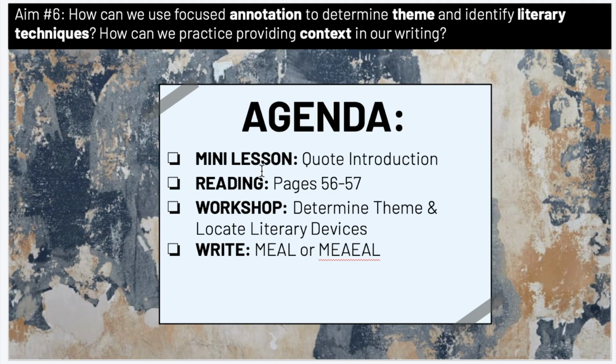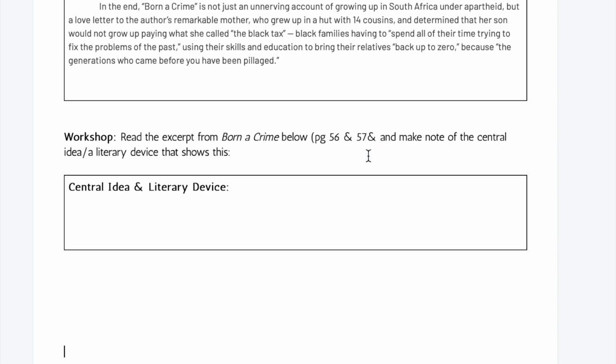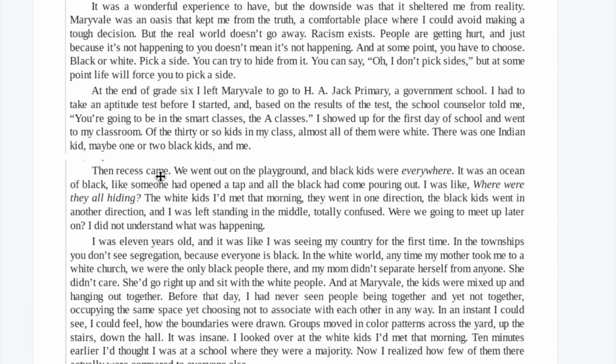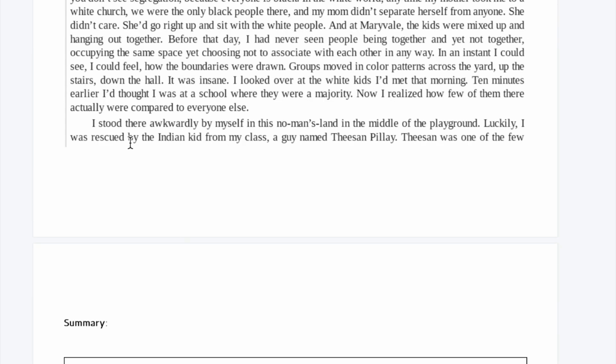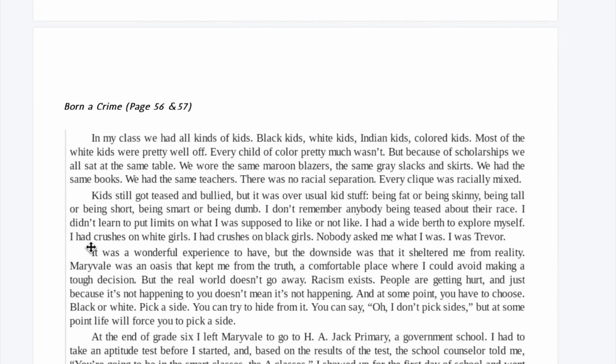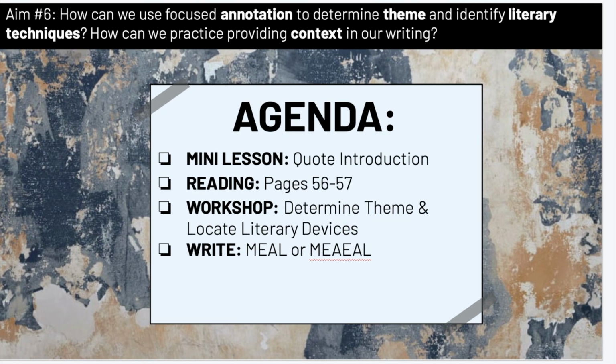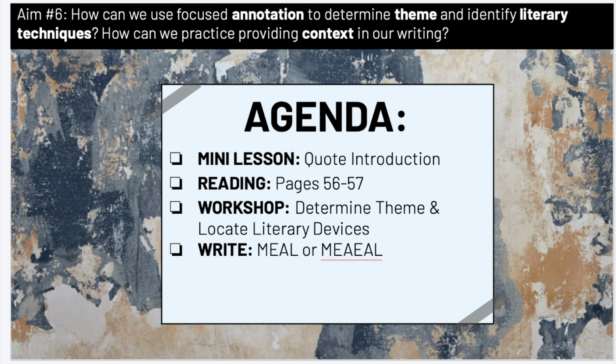For today, we are going to start off with a mini lesson on quote introduction, giving some context before a quote. We're going to have a small reading of pages 56 to 57. Then you're going to go to your page over here, where we're going to go through this mini lesson. Then we're going to read through this excerpt, talk about this, and then you're going to do your summary by yourself. The workshop is essentially us reading through this and figuring out the quote. So that's the plan for today. And it says write meal or super meal. You can just write meal. That's fine.